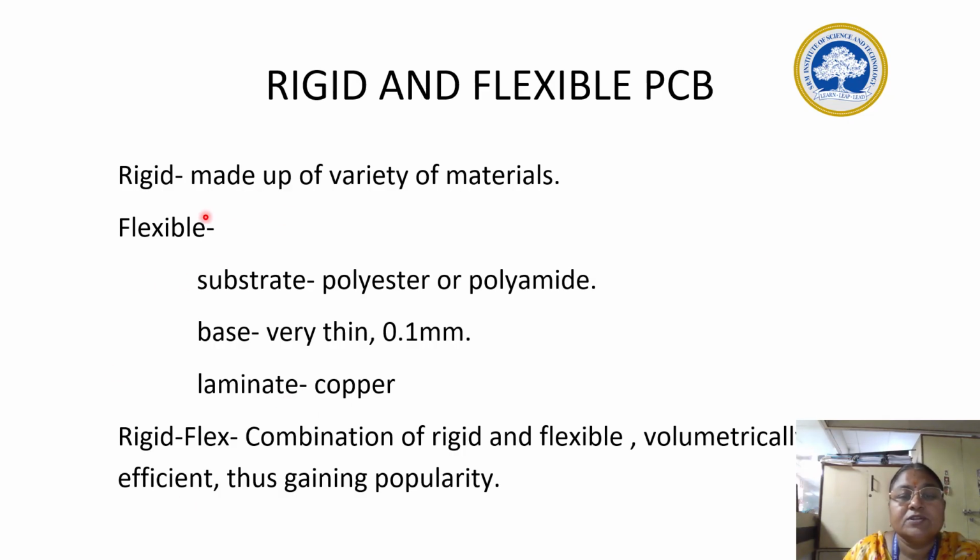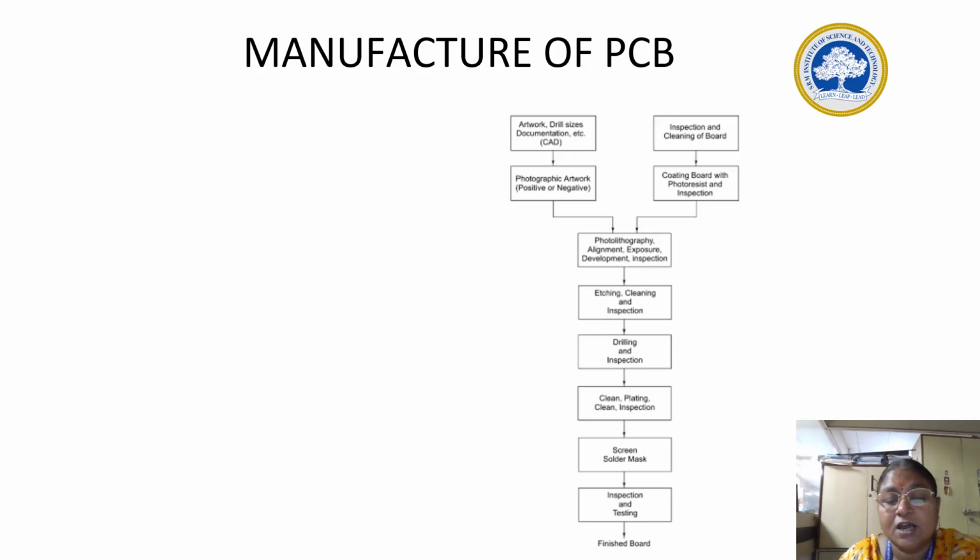There are a lot of restrictions related to the variety of materials which we are going to use. It may be a flexible or non-flexible substrate. The base is very thin, laminated or non-laminated, rigid and flexible, or it can be a volumetric mass if you are going to produce it. It is gaining popularity, and highly efficient boards can also be brought in. So these are the types of boards which we have.